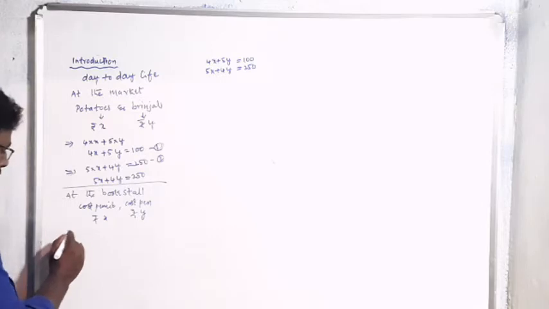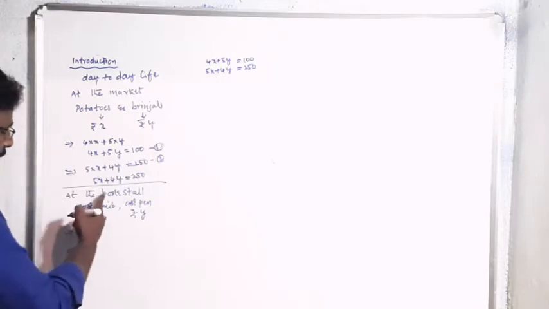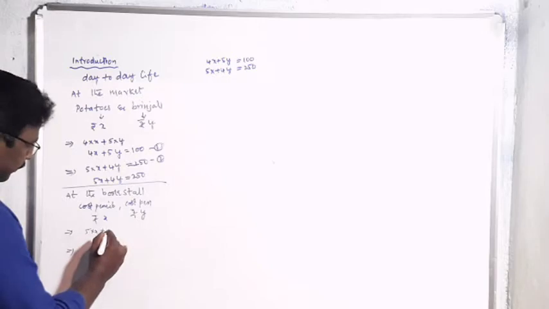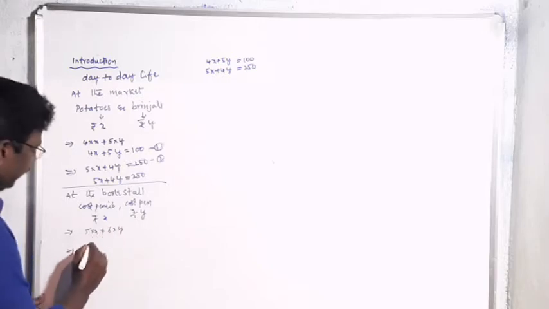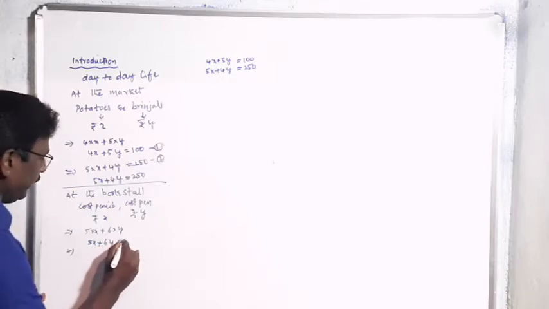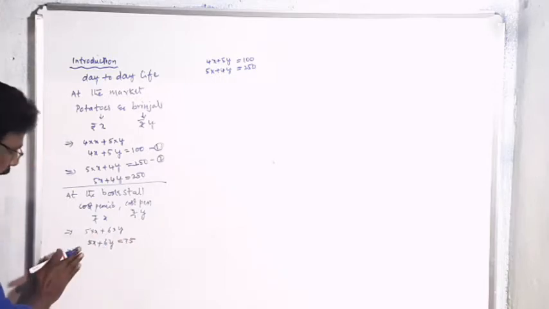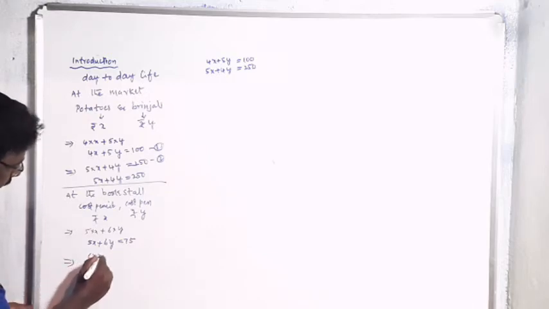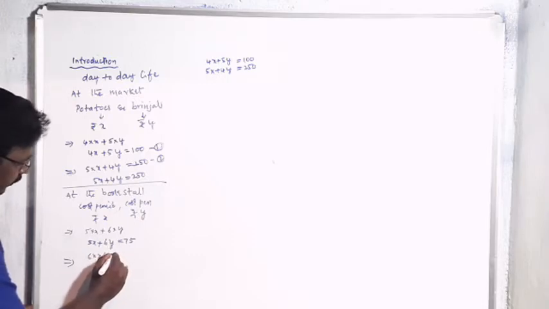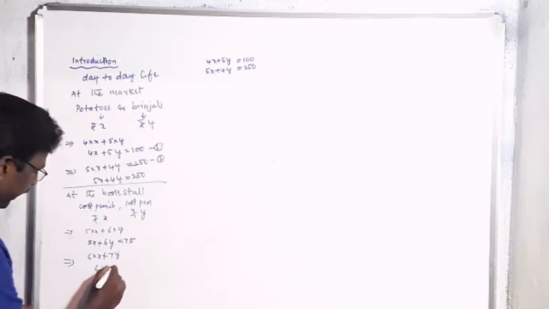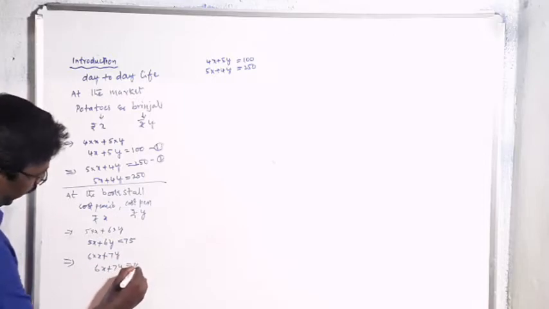Now look here, first day and second day. First day you bought 5 pencils into X plus 6 pens into Y. 5x plus 6y is equal to 75 rupees you paid. Come to the second day. You bought 6 pencils into X, 7 pens into Y. 6x plus 7y is equal to 100 rupees you paid.